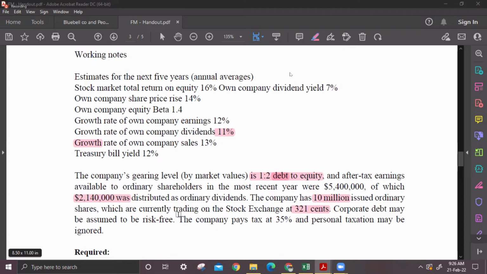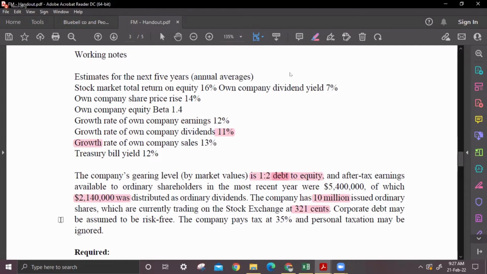So they have told you that the corporate debt is risk-free. So what can you assume? Which rate can we take? Risk-free means out of the information given to us. Okay, out of the information given to us, which one is considered to be the risk-free rate? Treasury bill. Very good, Edwin.